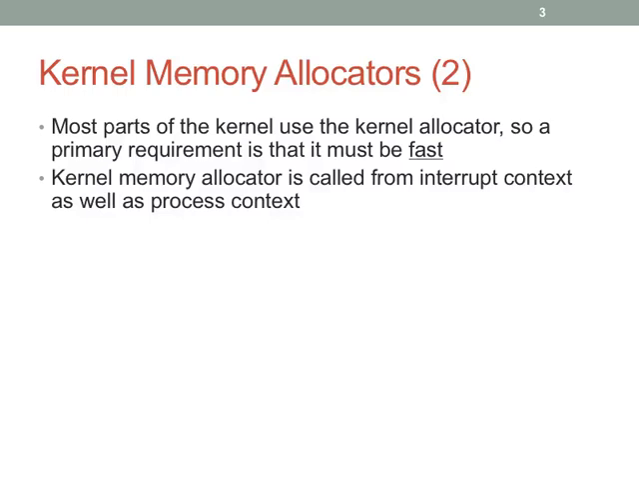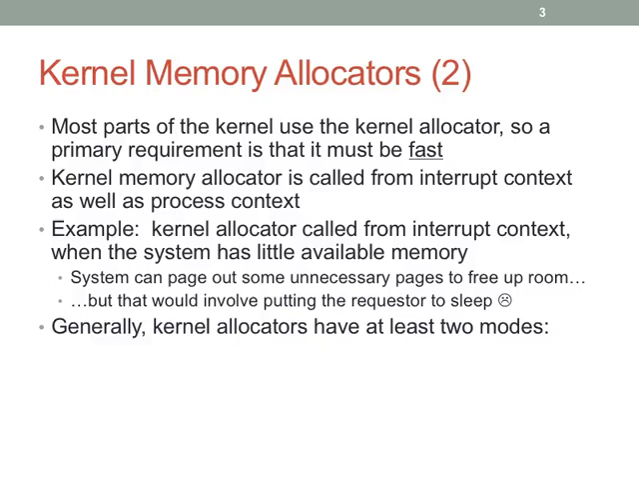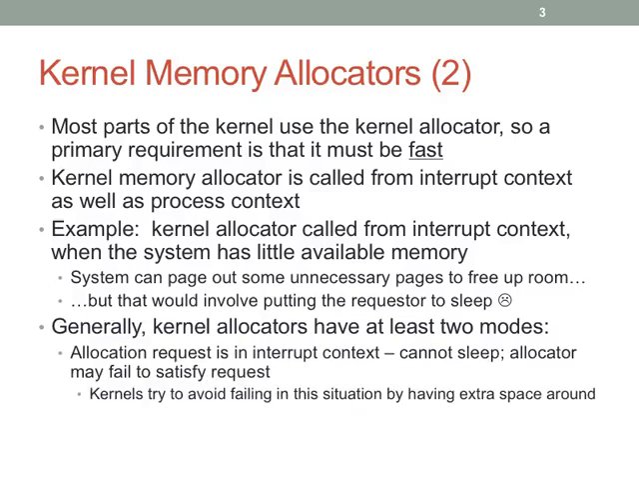Because of that, we need to make sure the interrupt context doesn't block. Okay? So here's the example. The kernel allocator is called from the interrupt context. The system has little available memory, and so the system needs to go and page some things out, and that will require putting the requester to sleep. This can't happen from interrupt context. So basically, kernel allocators tend to have two modes. One is give me memory or don't give me memory, but do not stop me. That's used for interrupt context. Okay, so the allocation request may fail.